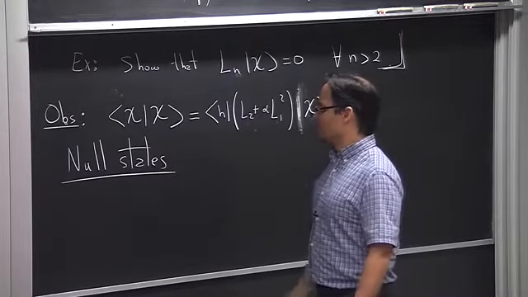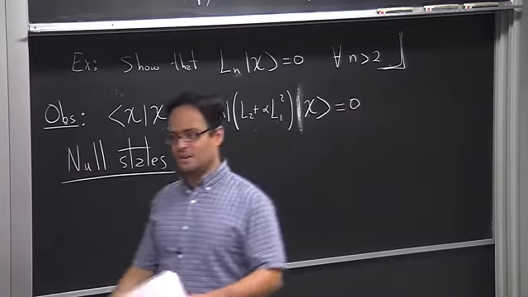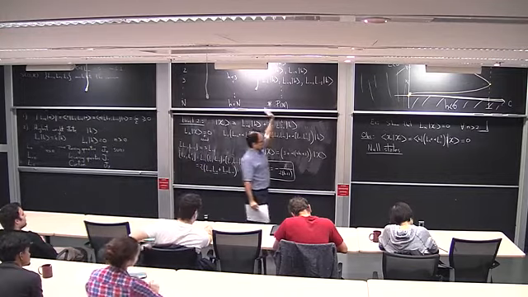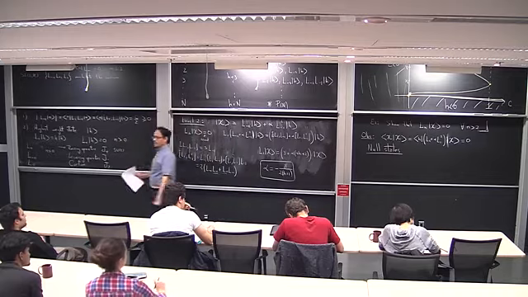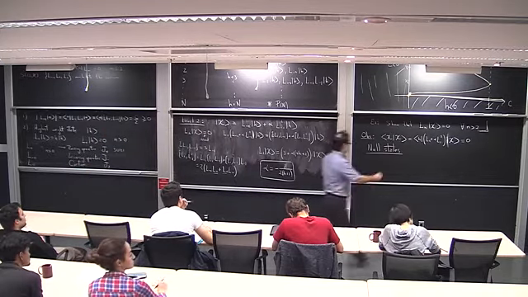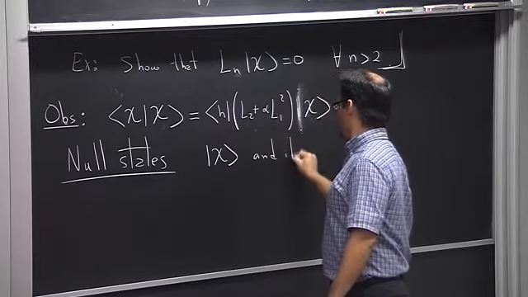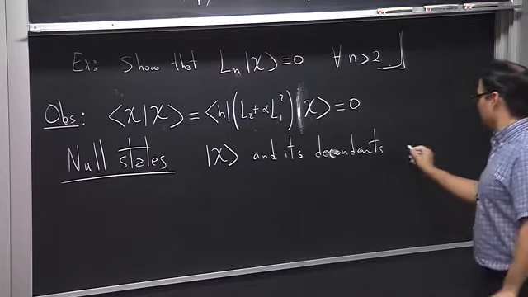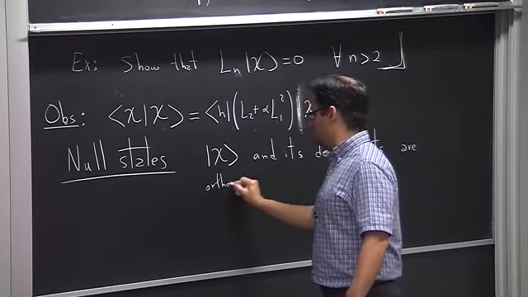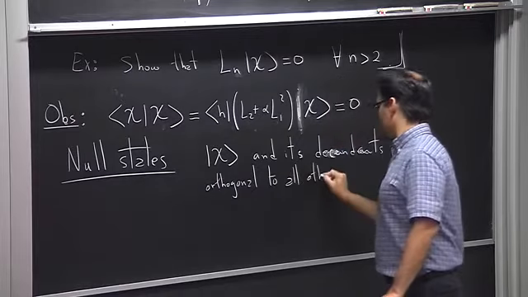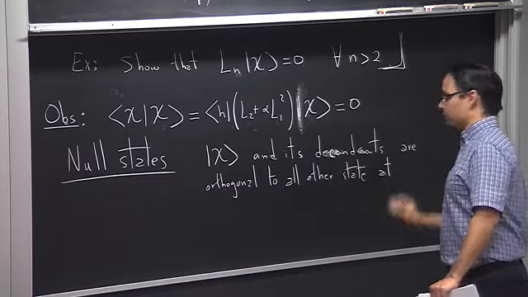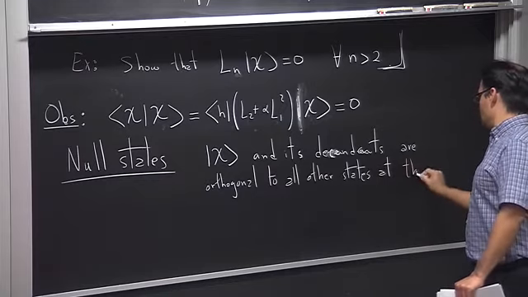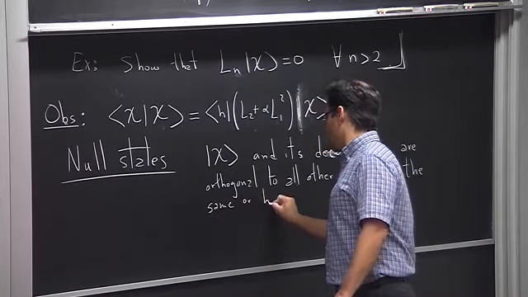Now, there is something else that is interesting. With this property, this guy has something else with respect to the rest of the states in our representation. What happens when you dot this state with any other state in our representation? It's orthogonal to everybody, right? So this state and its descendants are orthogonal to all other states at the same or higher level.